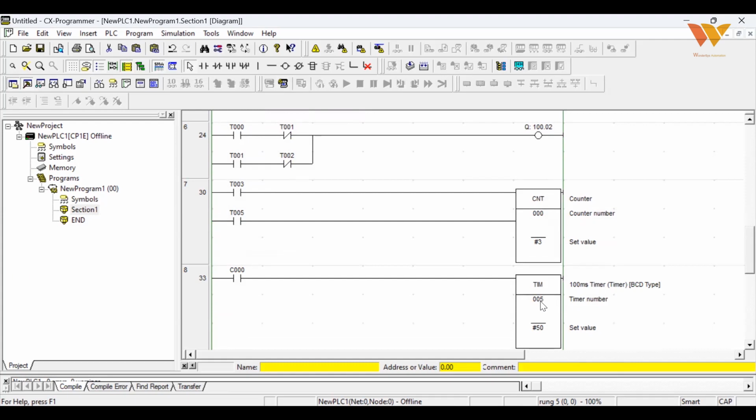Okay, madam. Now for this problem, I had given 2 extra conditions as well, right? One is counting for 3 times. Then again, stopping it for 5 seconds. Then again, repeating the process. Okay. Okay, madam. Okay, fine.